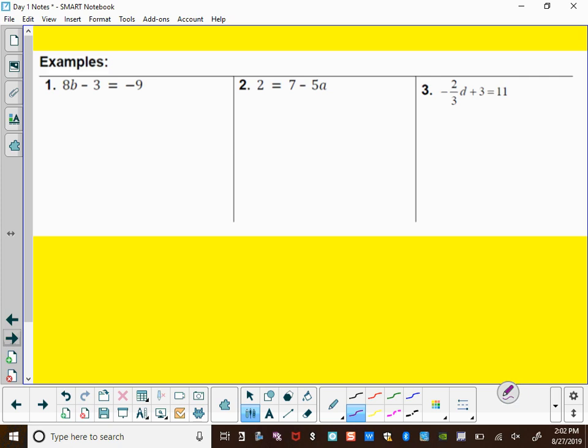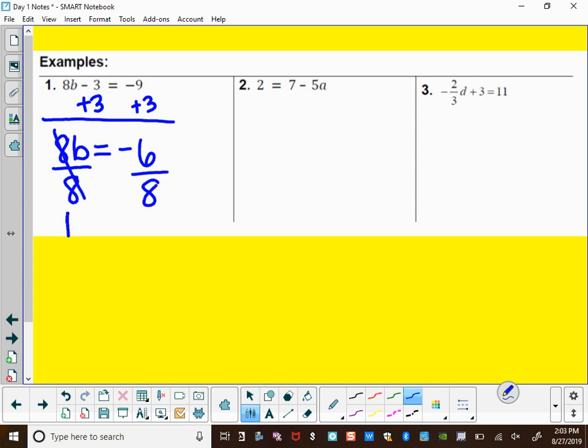Alright, so let's look at these examples. Let's do the first one together. If I want to solve for b, what needs to go first? 3. Alright, 3. How do I get rid of this negative 3? Add. We're going to add 3 to both sides. So I have 8b is equal to what? Almost. Negative 6. Now I still want b by itself, so how do I undo 8 times b? Divide by 8.